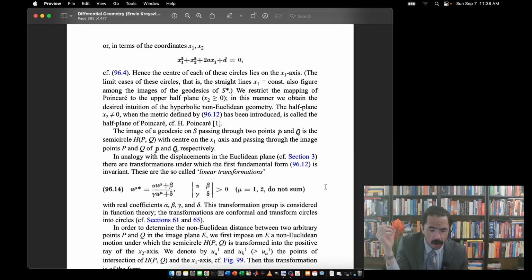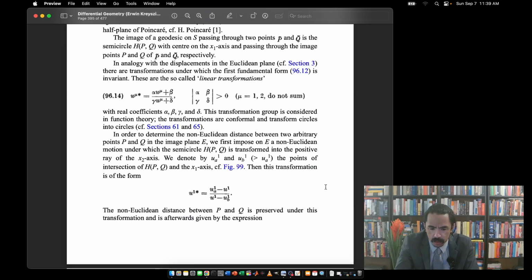The half plane where x2 is non-zero, when the metric defined by the expression above, 96.12, has been introduced, is called the half plane of Poincaré, for which we can refer to the reference Théorie de Curvature by Monsieur Poincaré. The image of a geodesic on S passing through 2 points, capital P tilde and capital Q tilde, is a semicircle, capital H in terms of capital P and capital Q, with center on the x1 axis and passing through the image points P and Q of P tilde and Q tilde, respectively.